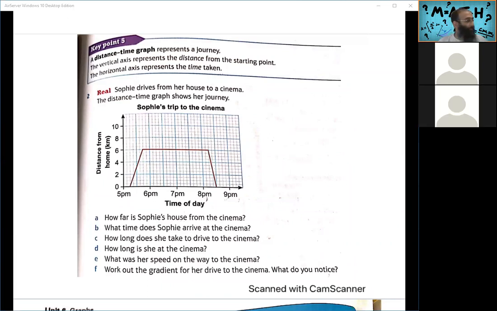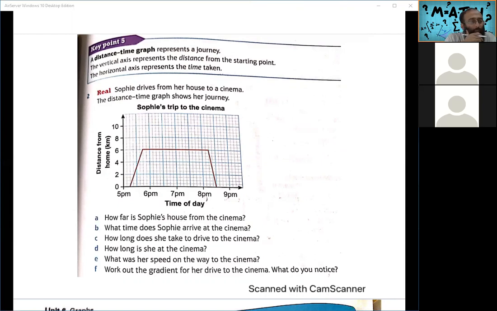A distance time graph represents a journey. The vertical axis represents the distance from the starting point. The horizontal axis represents the time taken. Sophia drives from her house to a cinema. The distance time graph shows her journey. Sophie's trip to the cinema.